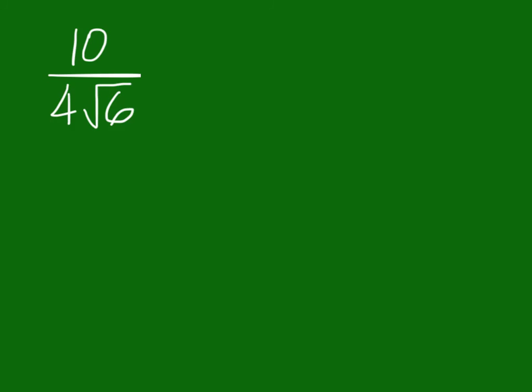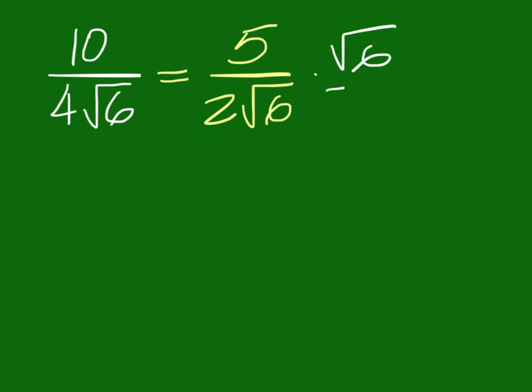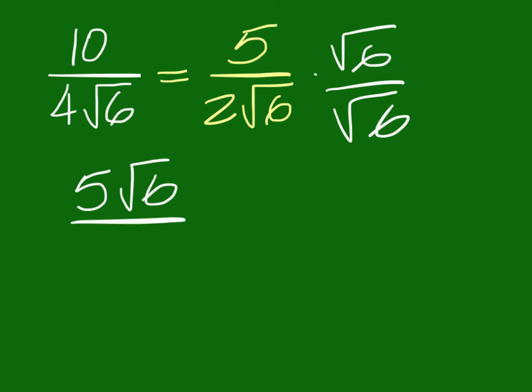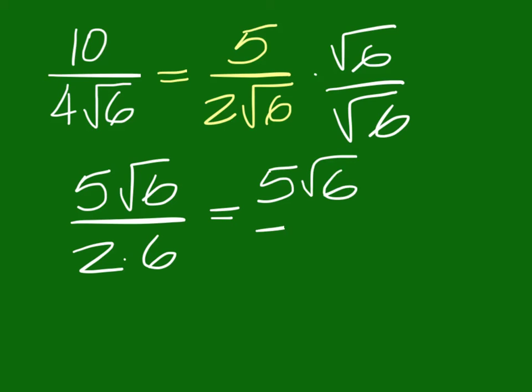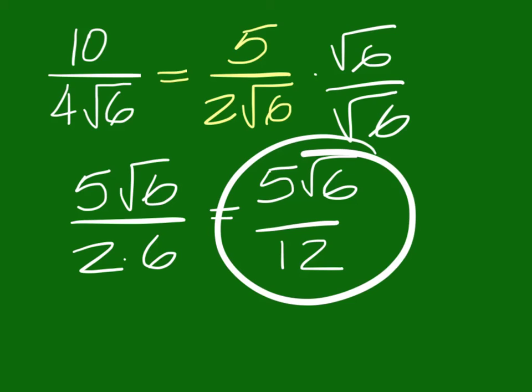Here's another way of doing this. Let's simplify the 10 over 4 first to get 5 over 2 square root of 6, and then multiply the top and the bottom by the square root of 6 to get 5 square root of 6 over 2 times 6, which on the bottom would give you 12, and you're finished.